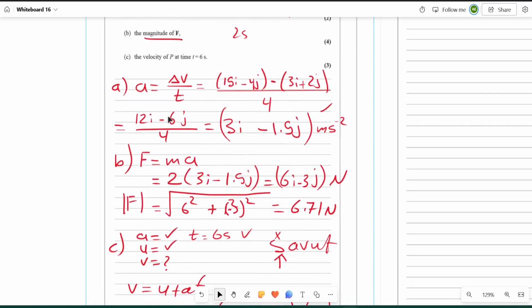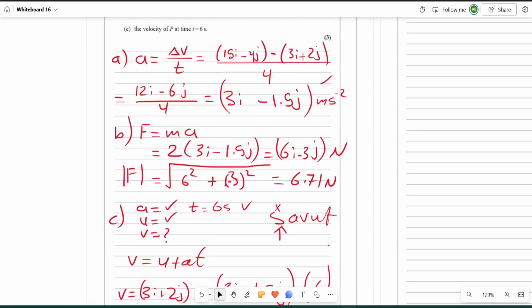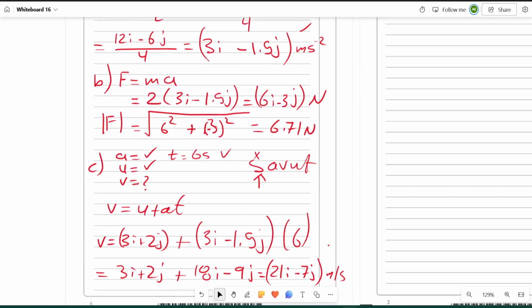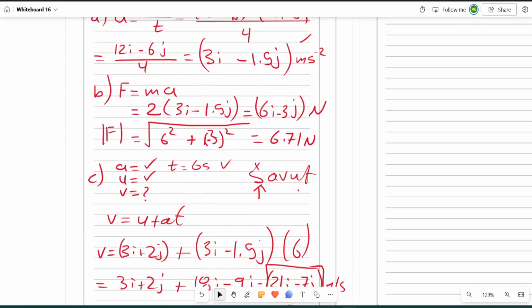Does the question want the magnitude? Probably, in meters per second. So we can get the magnitude by saying that v is going to equal the square root of 21 squared plus negative 7 squared. This is going to be 22.1 meters per second. This is my final answer, or if you want it in i and j notation, you also have got it over here.